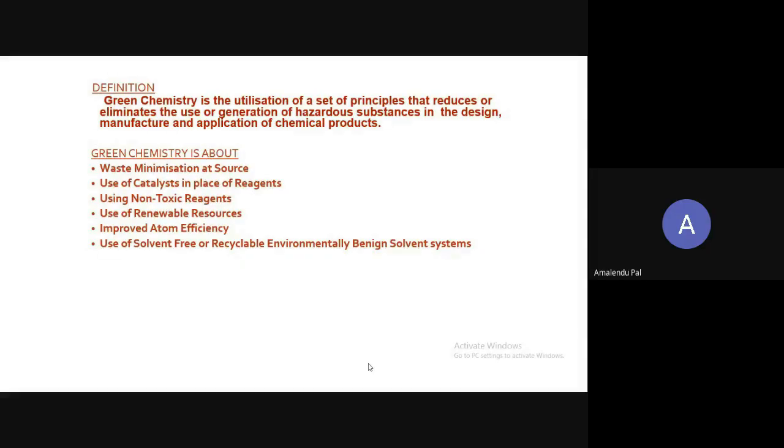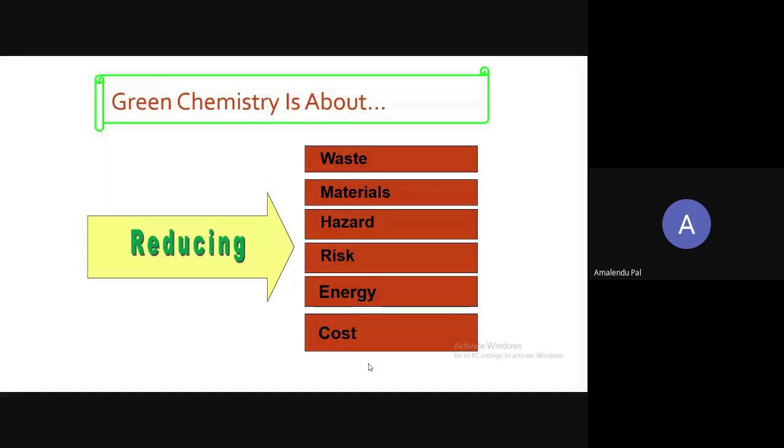Use of renewable resources, we'll also see. Improve atom efficiency, meaning the atoms in the reactants and the product should be the same, so there should not be any waste product or byproduct. Use of solvent-free or recyclable, environmentally benign solvent systems. Solvent-free is not possible, agreed, but we have to use green solvents. If that is not possible, then the waste solvent has to be recycled. That is environmentally benign.